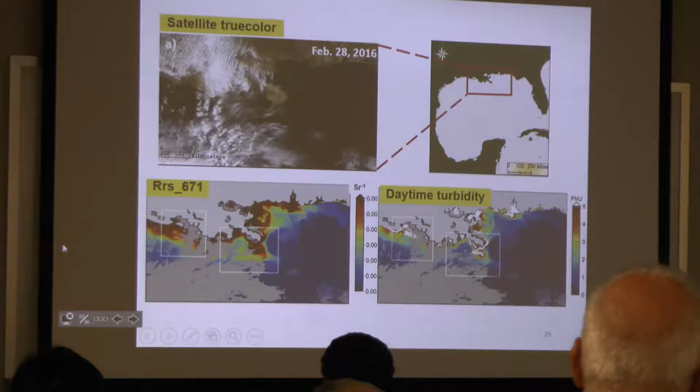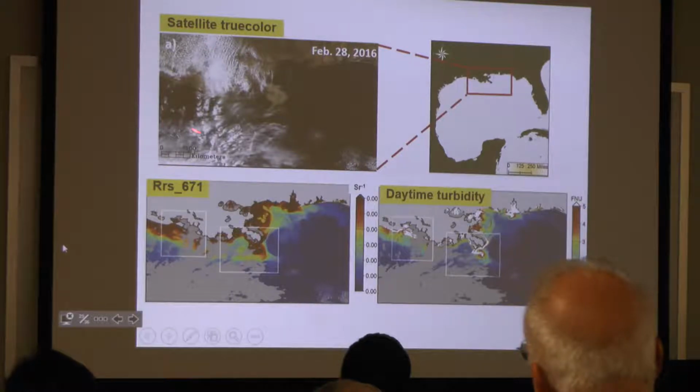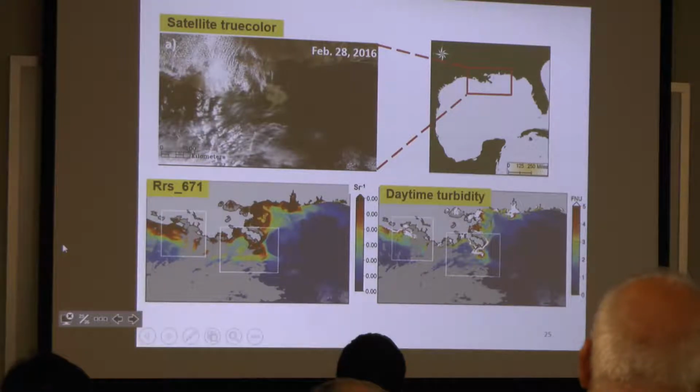This slide shows a sample figure. The images here are the satellite true color, which is in the North Gulf of Mexico. The images at the bottom are the corresponding red reflectance image and the daytime turbidity. Through several comparisons, I know the distribution of the derived daytime turbidity is close to the red reflectance, which is proved to have a good correlation with the in situ turbidity.